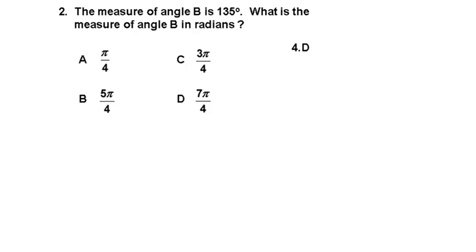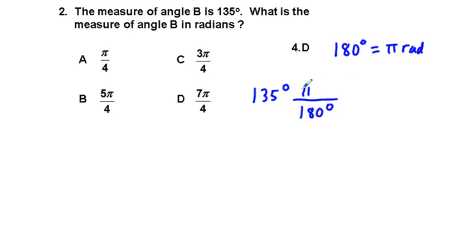Next, 2. The measure of angle B is 135 degrees. What is the measure of angle B in radians? The basic identity we need to use for that is we should know that we have 180 degrees in pi radians. And so to take this 135 degrees and convert it into radians, we multiply by whatever cancels out. So we have to put this 180 degrees at the bottom, and at the top, in the numerator, we put pi radians.